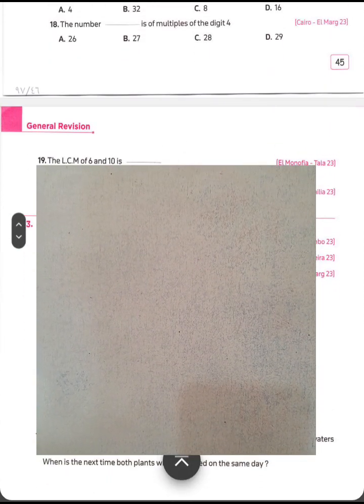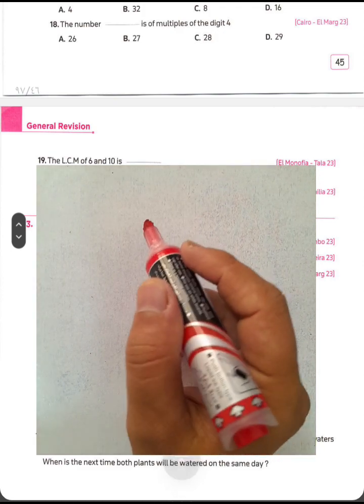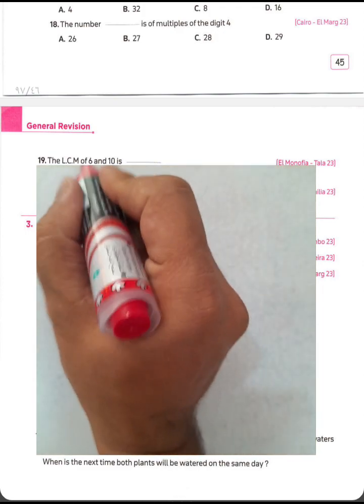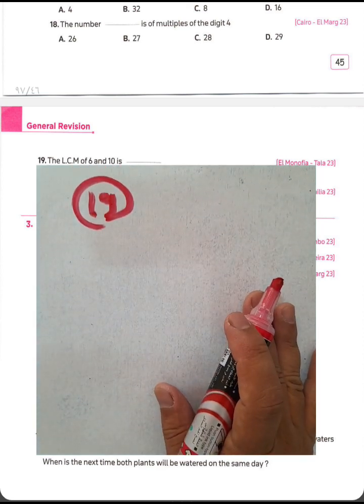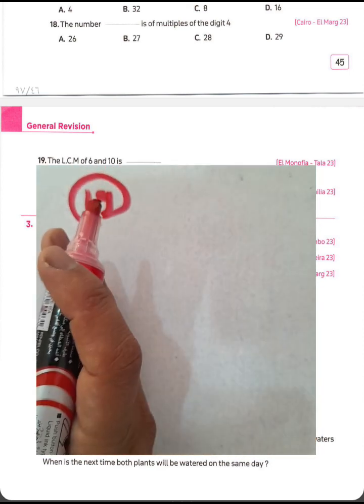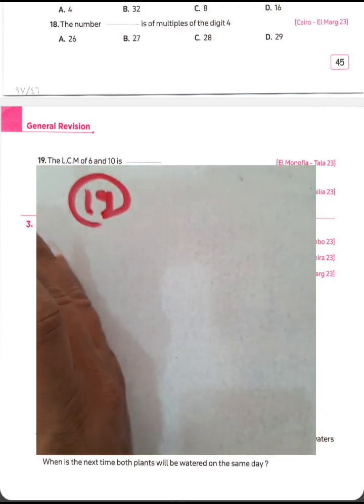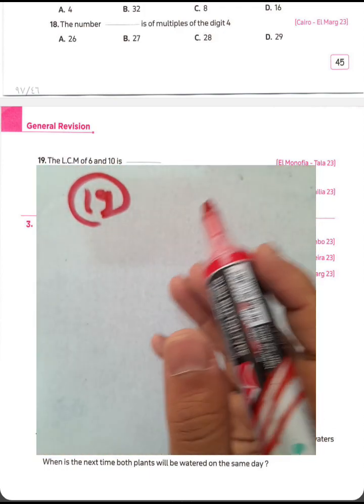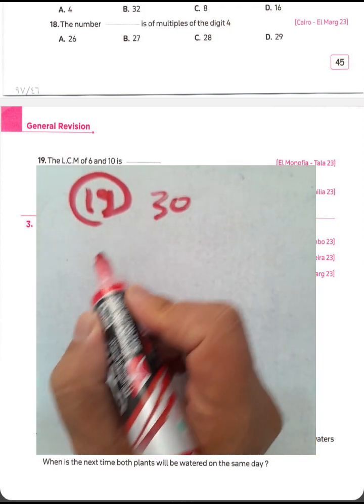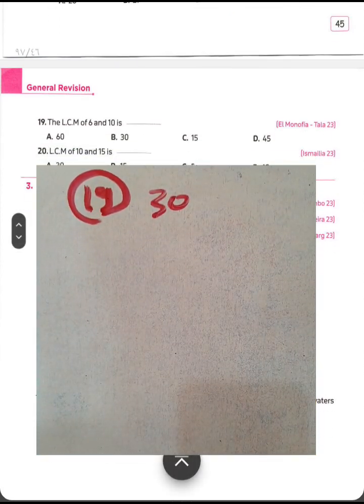Question 19. The least common multiple of 6 and 10, what will it be? We know 10 can't be divided by 6. 20 can't be divided by 6. 30 can be divided by 6. You must add 10 by itself. 10 plus 10 plus 10 will be 30. The least common multiple will be 30, for question 19.